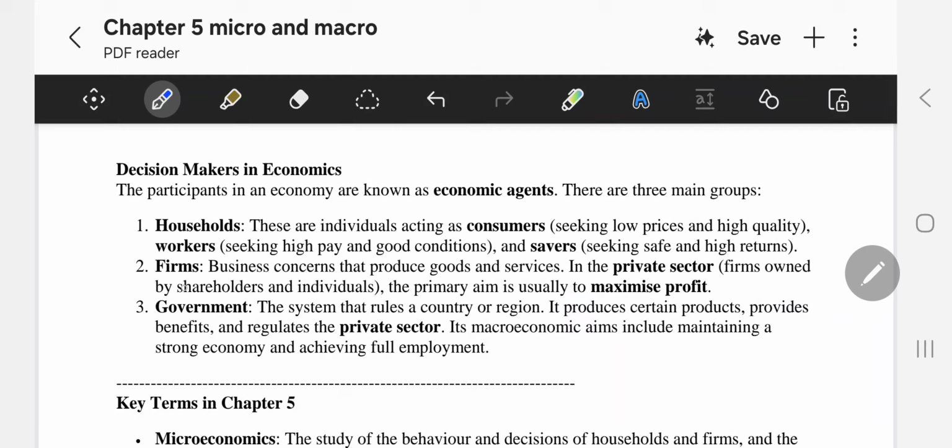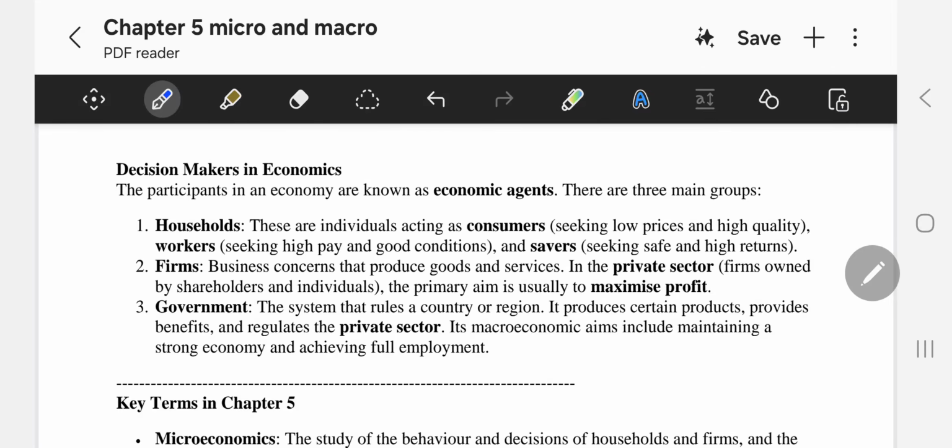We have firms. These are the organizations that produce products, and some of them are in the private sector. That means they are owned by individuals and shareholders, and they aim to maximize profit. We also have the government. The government sets rules, and it can produce certain products which are called public goods and can regulate the private sector.